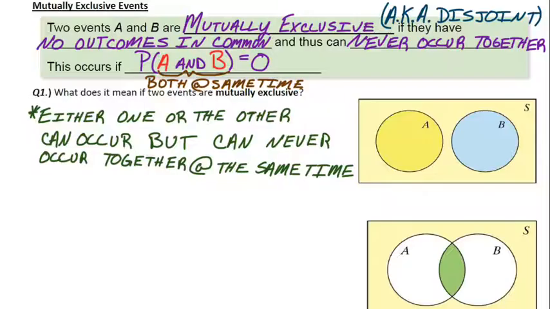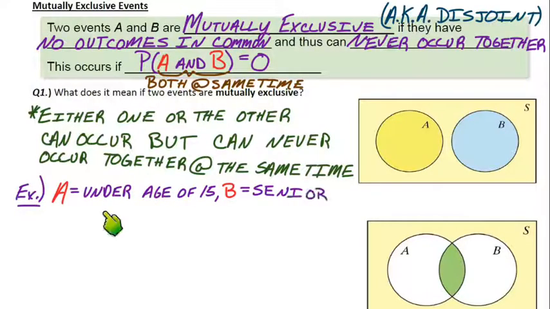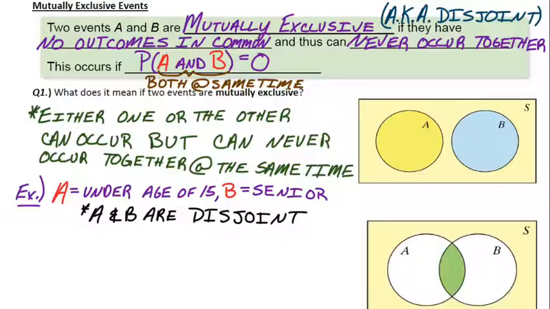Let me give you a really basic example of that. Let's say event A is the event that you're under the age of 15. And event B is like you're a senior in high school. So definitely there's no one that's under the age of 15 that's a senior. They can't happen at the same time. Now they definitely happen individually, right? Everyone is under the age of 15 at some point that becomes a senior, but they never happen at the same time. So we could say A and B are definitely disjoint.